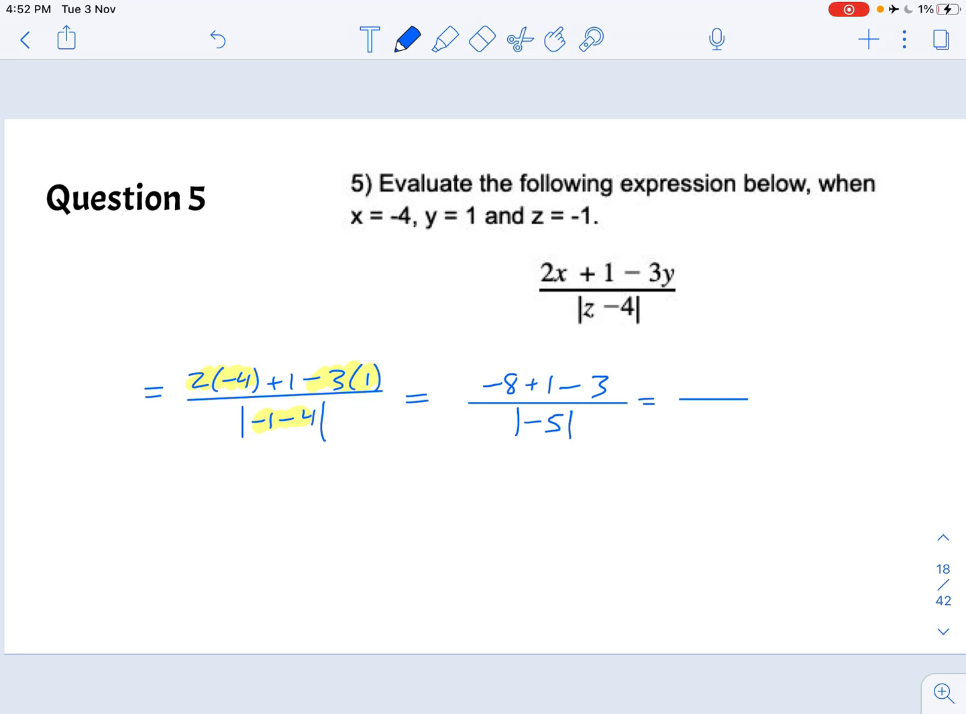The next step is the numerator. I just have to go through it. Well, we'll do it one step at a time. So the first thing I'm going to do is negative 8 plus 1. So that's negative 7 minus 3.